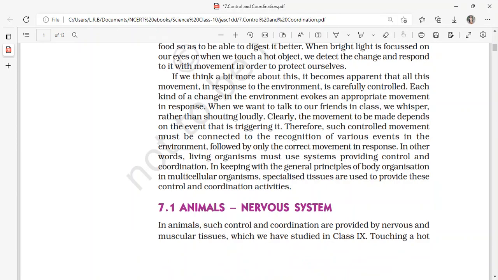If we think a bit more about this, it becomes apparent that all this movement in response to the environment is carefully controlled. So underline this point. Each kind of change in the environment evokes an appropriate movement in response. So every change will result in a response by the organism. It might be a movement of the body or some other movement inside the body which might not even be visible.